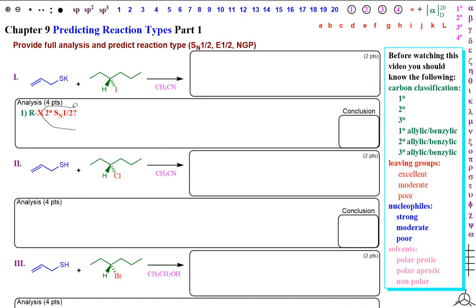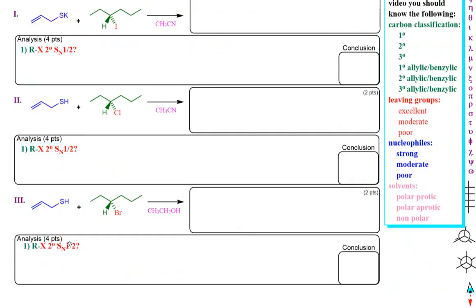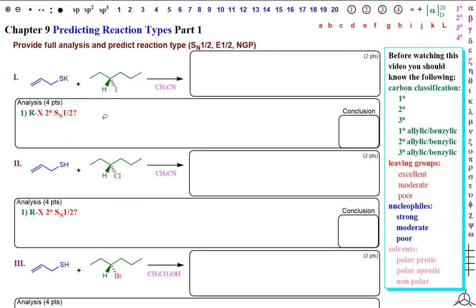With a secondary carbon attached to a leaving group, here iodine, we do not know whether it's SN1 or SN2. Further analysis will be necessary. Looking down the page, the only thing that has changed is the leaving group, but they're all excellent leaving groups. So the same category for analysis item 1 in all 3 problems. To make our conclusion, we're going to have to look further.